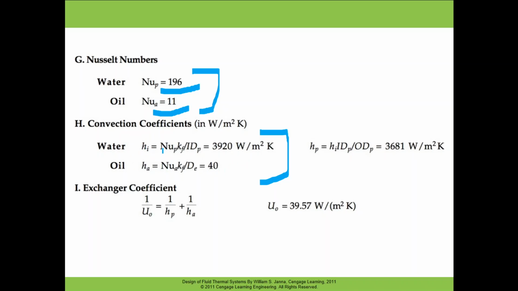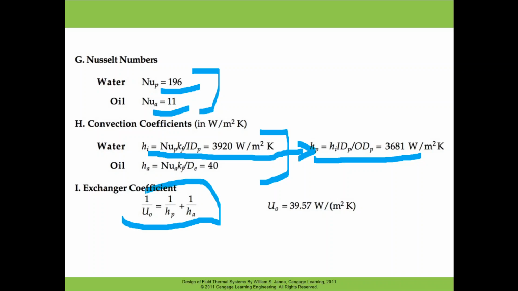This inner side heat transfer coefficient is converted into HP. So here we calculated HP by multiplying the inner side heat transfer coefficient by IDP and dividing by ODP. And then we find out the overall heat transfer coefficient through this formula, which comes out to be this value.